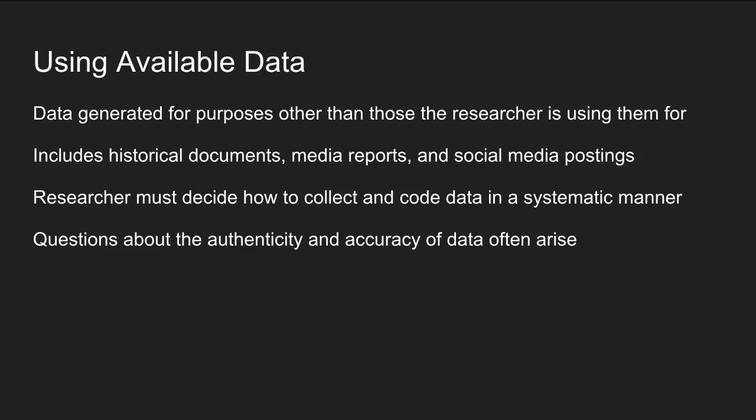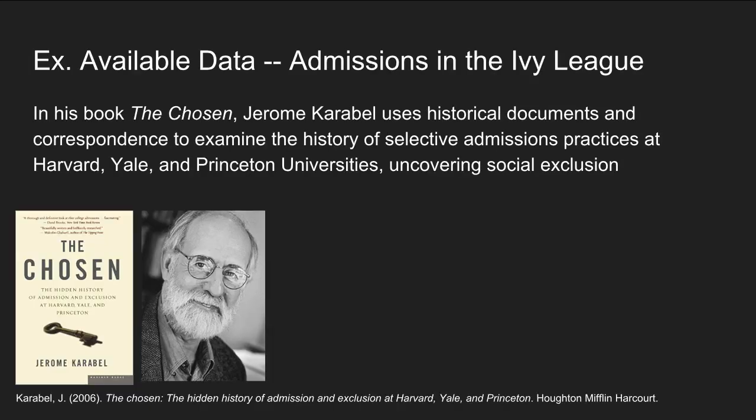Researchers really have to decide how to collect that data, how to get access to it. Oftentimes, it produces large volumes of information. So how do you extract that data, code it in a systematic manner? Sometimes there are also questions about the authenticity of the data, the accuracy of the data. So when you're using available data, you have to see how well it fits your purposes and whether it is authentic and accurate, as those are issues that often arise with that type of available data.